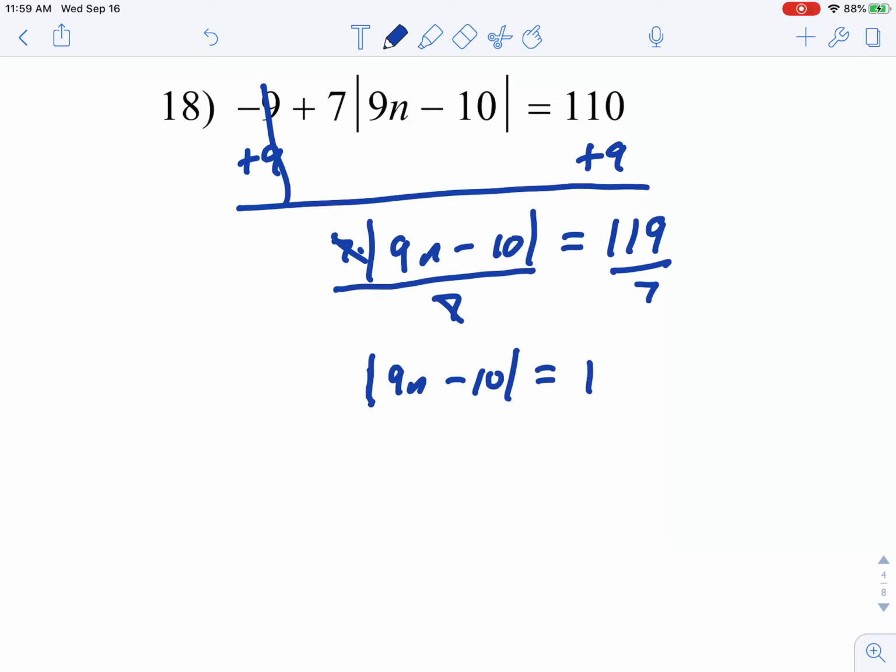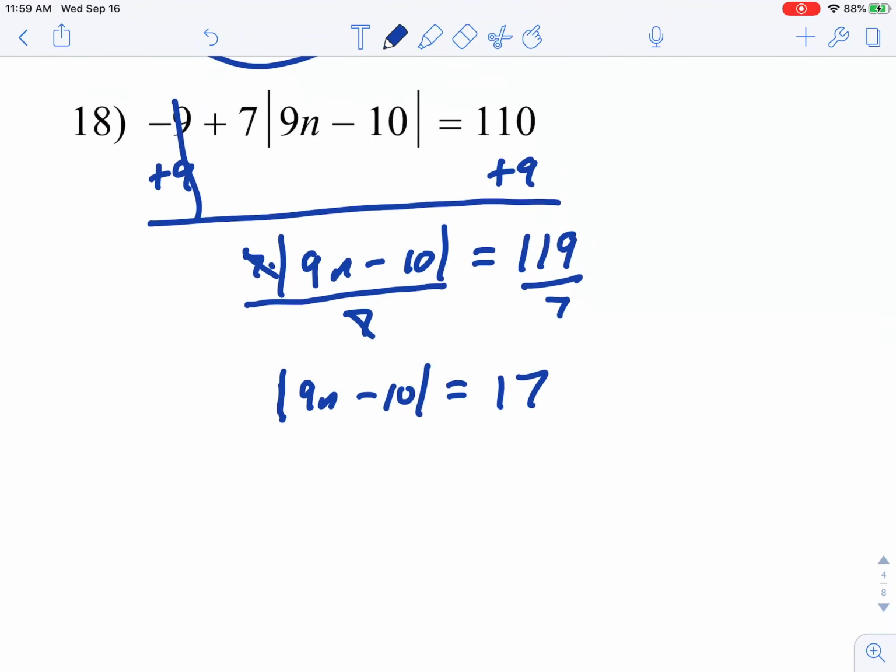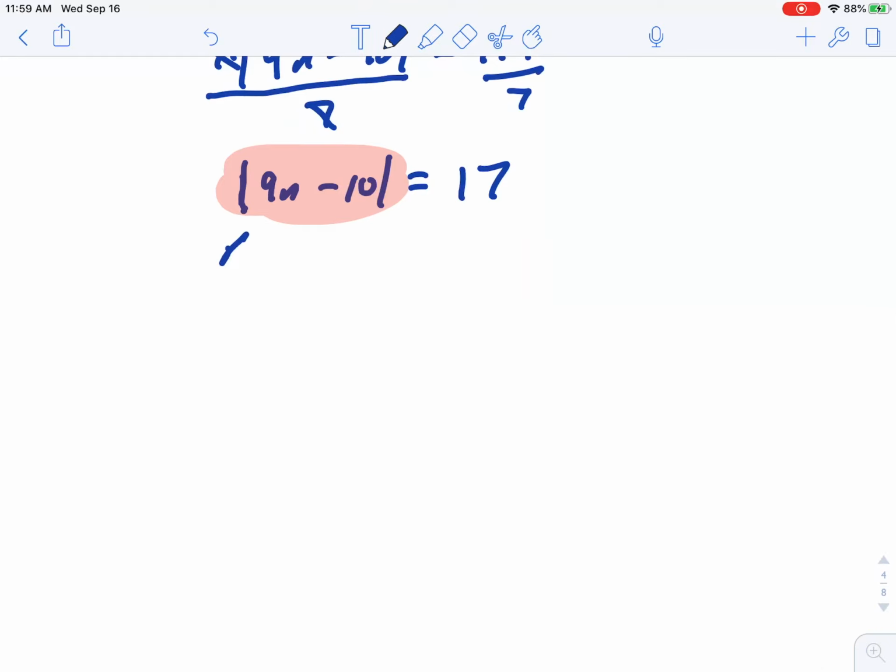7 goes into 11 once, with 4 left over. 49 divided by 7 is 7. So 119 divided by 7 is 17. Use a calculator if you need to, no big deal. Now the absolute value bars are by themselves on one side of the equal sign. This means it's okay to split into 2 problems. 9n minus 10 equals 17, and 9n minus 10 equals negative 17.